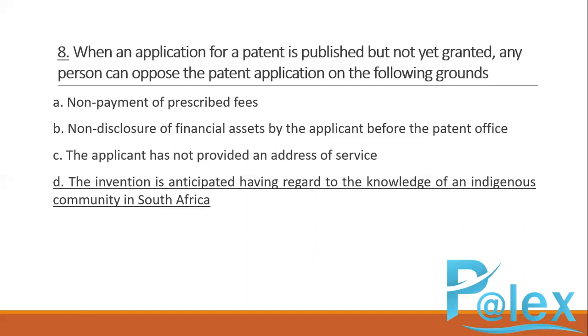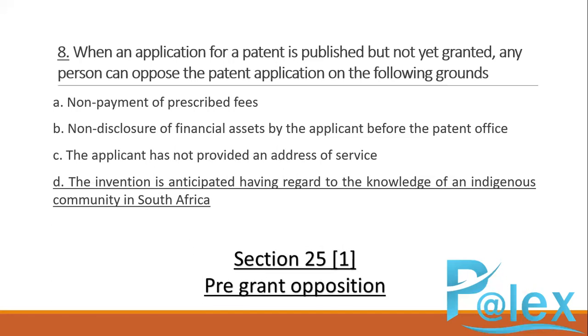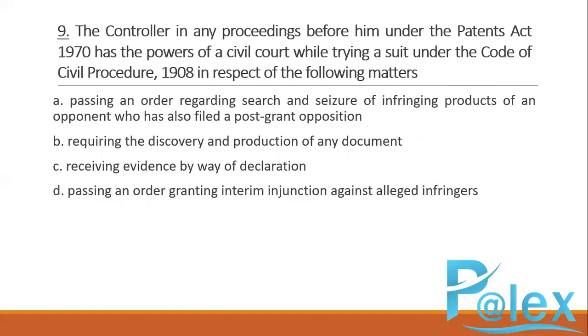The fourth is the one wherein, under section 25(1), which is for pre-grant opposition, this particular clause is already included, which is about the traditional knowledge. Also remember, the grounds for pre-grant opposition and post-grant opposition are exactly the same. 25(1) speaks about the pre-grant, and 25(2) speaks about the post-grant opposition.